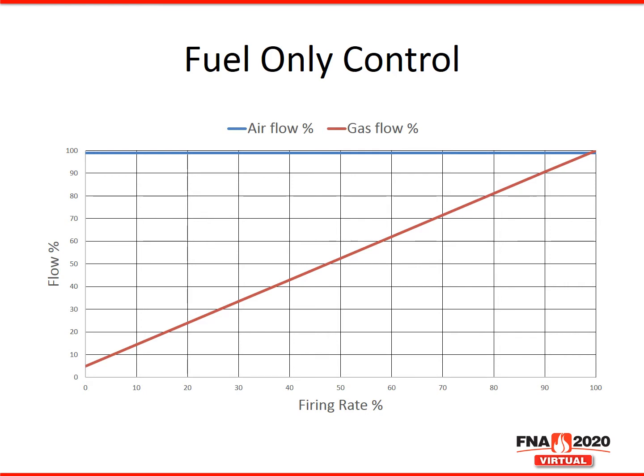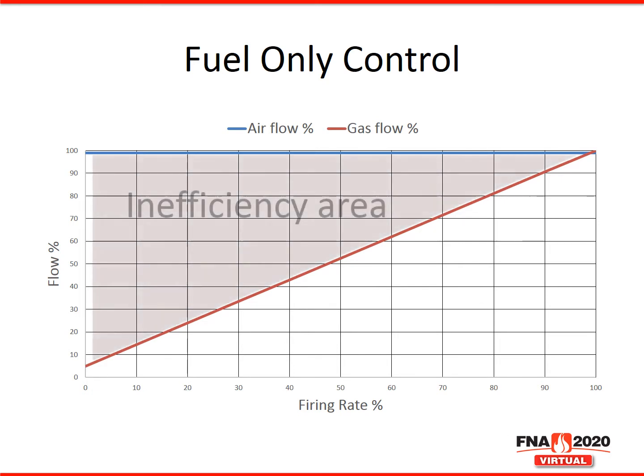This curve shows the firing rate percent versus flow percent. For fuel only, we see the air is constantly at full flow and the gas is modulated based off the firing rate. Since the air is at full flow at all firing rates, there's a lot of excess air with this control. The downside of excess air is the system becomes inefficient. All the extra air has to be heated up to the furnace temperature, which takes extra fuel.